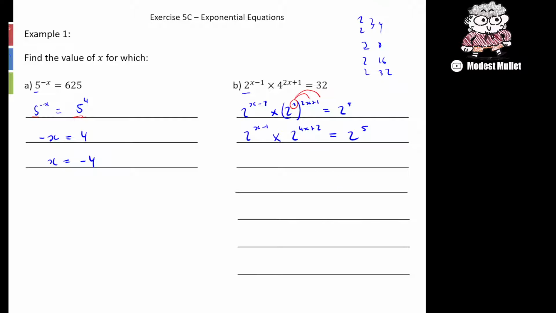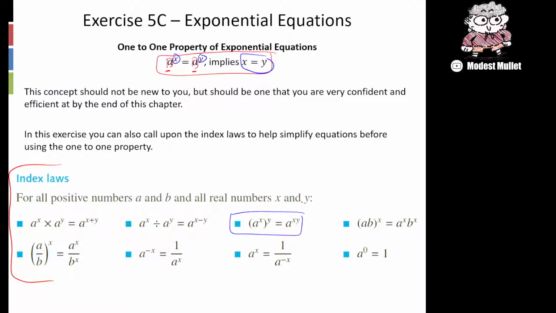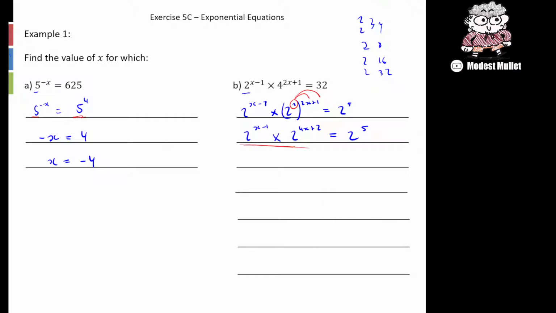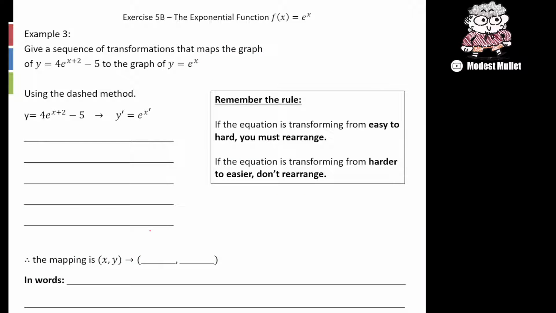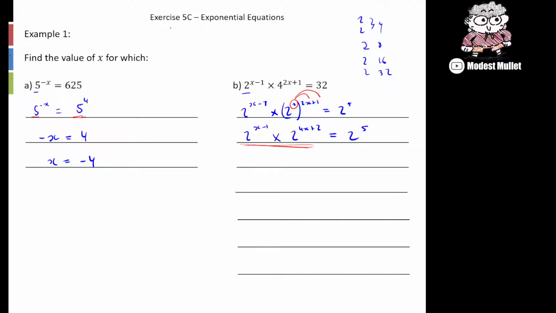And now, next step, if we go back again, we can see if we have two exponents multiplied together that have the same base, just like here, we can just add those exponents. So we can now simplify this into 2 to the power of x minus 1, add the second exponent, is equal to 2 to the 5.